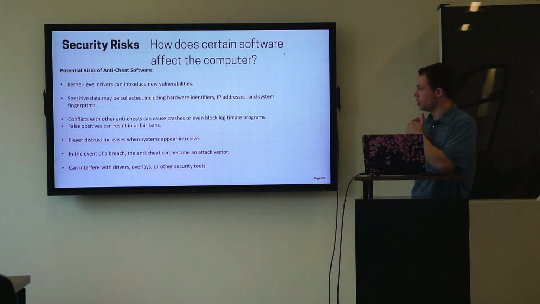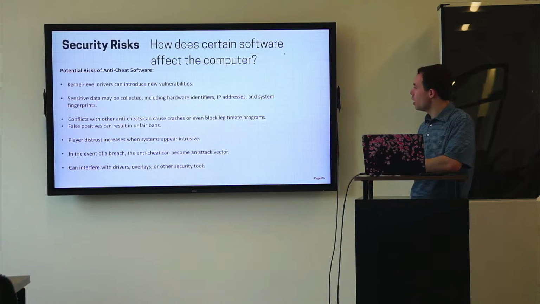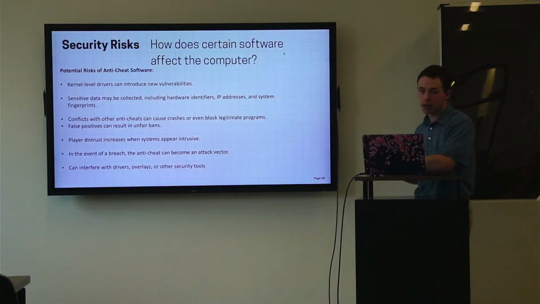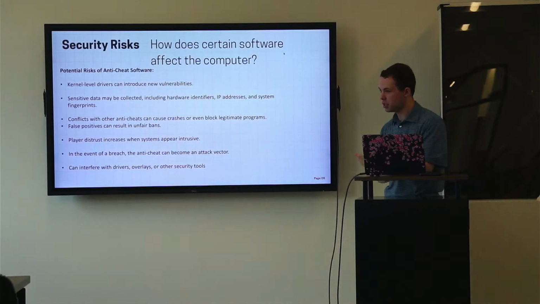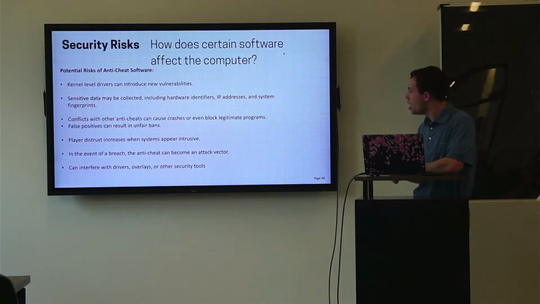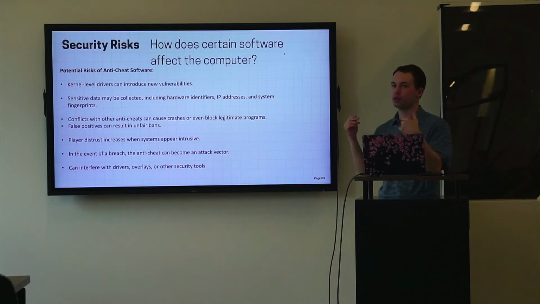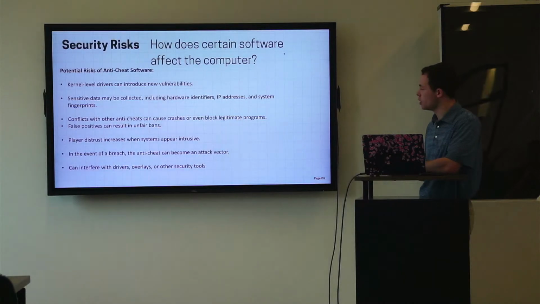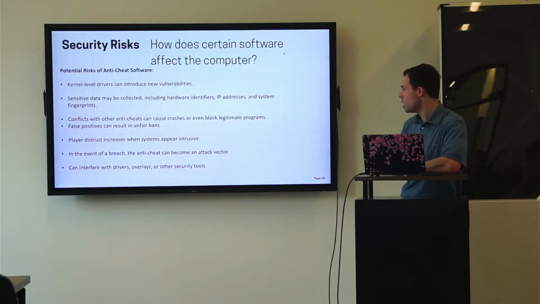Oftentimes, these anti-cheating software employ data collection, which is normal for many computer applications. Things that they will collect include hardware identifiers, IP addresses, and system fingerprints. A lot of this is considered normal. It is a privacy violation, but it is just something that many computer applications do. Depending on what other games you play, many of these anti-cheats will conflict with others and fight each other, or they will block legitimate programs from launching, such as recording software if you're streaming. They can also result in many false positives.